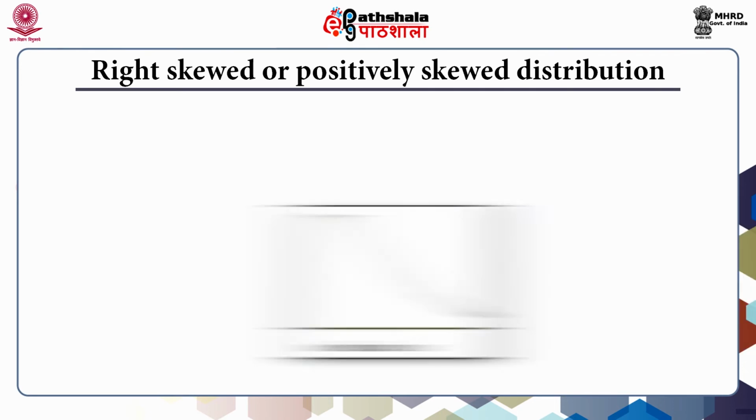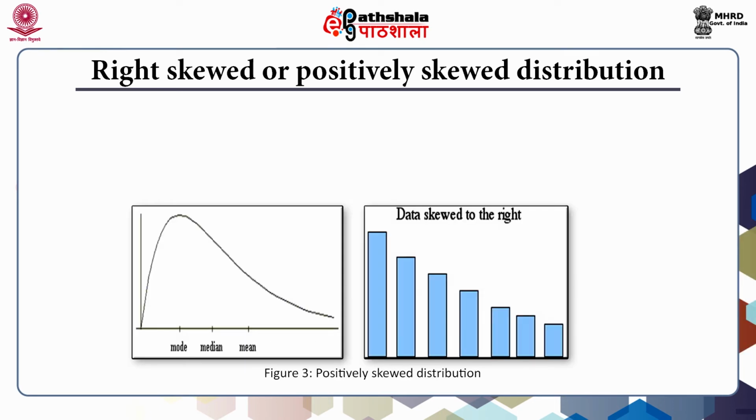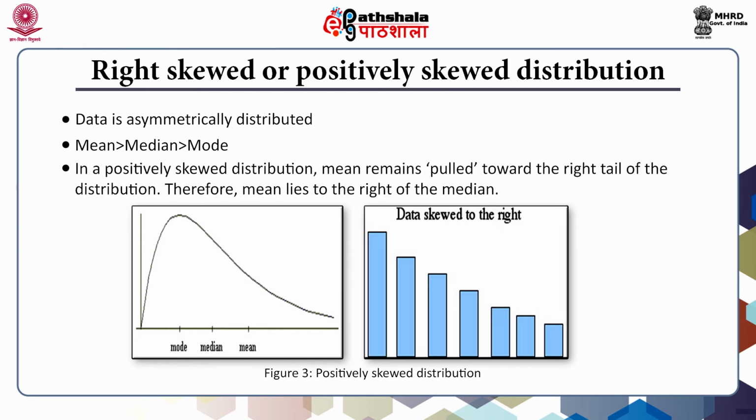Right skewed or positively skewed distribution. Here, the data is again asymmetrically distributed. The tail on the right side is longer than the tail on the left side of the distribution. Mean is greater than median, which is again greater than mode. In a positively skewed distribution, the mean remains pulled towards the right tail of the distribution, and therefore the mean lies to the right of the median.